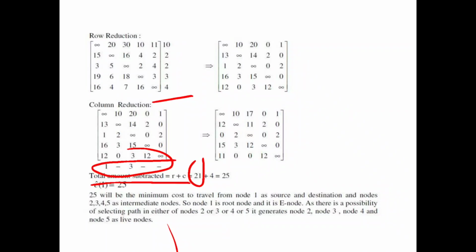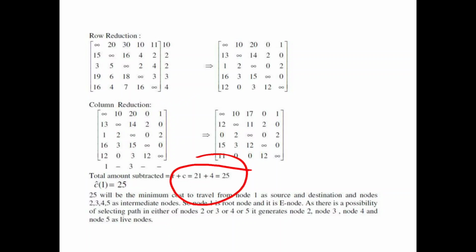That is, in the first node the value is 21 plus 4, which is nothing but 25, the least cost value generated in the first node. In this procedure we will solve by using each and every node. By applying the row reduction value and column reduction value, we will continue the process and solve the problem by covering all the nodes and reaching the starting vertex. That is nothing but the traveling salesman problem.